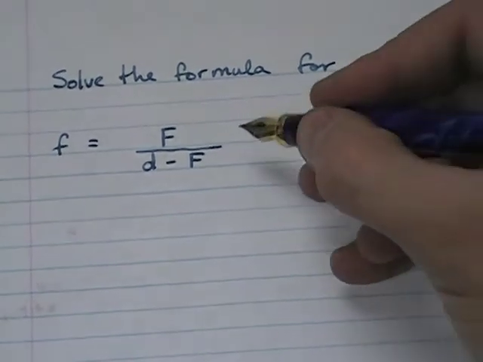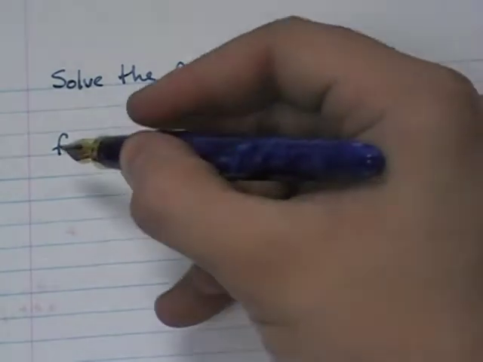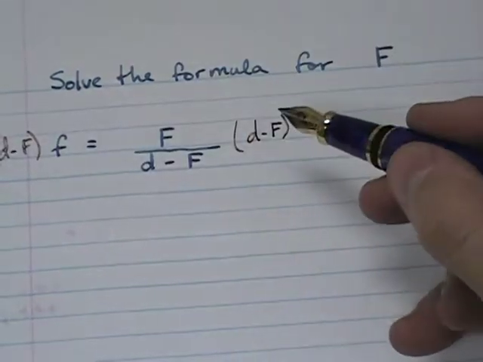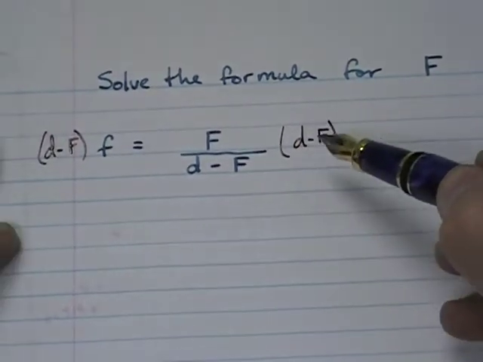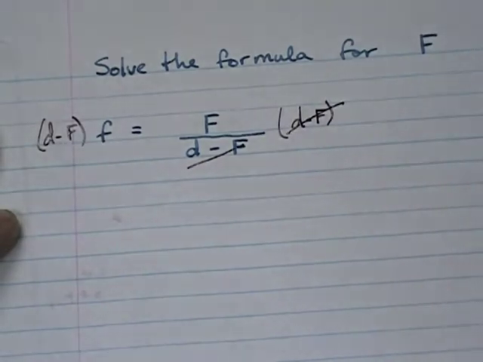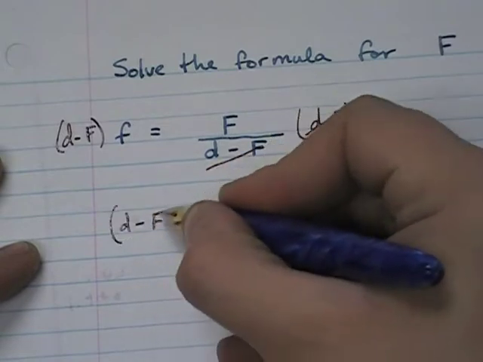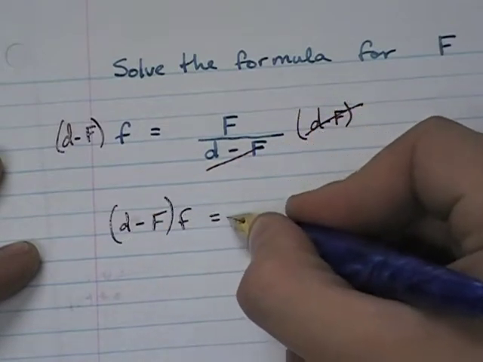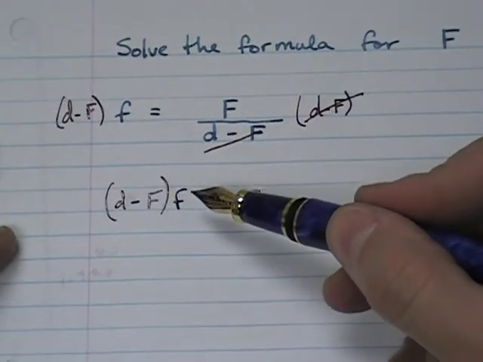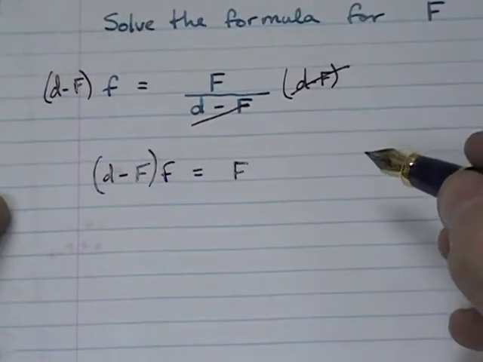So what I'm going to do is multiply both sides by D minus F. And I'm going to multiply this side by D minus F. Now, of course, D minus F on the bottom, D minus F on the top, what's going to happen? Ta-da, they're going to cancel. Over here, I'm going to get D minus F times f equals F. And you have to be very careful that your capital F and your lowercase f look different, okay?